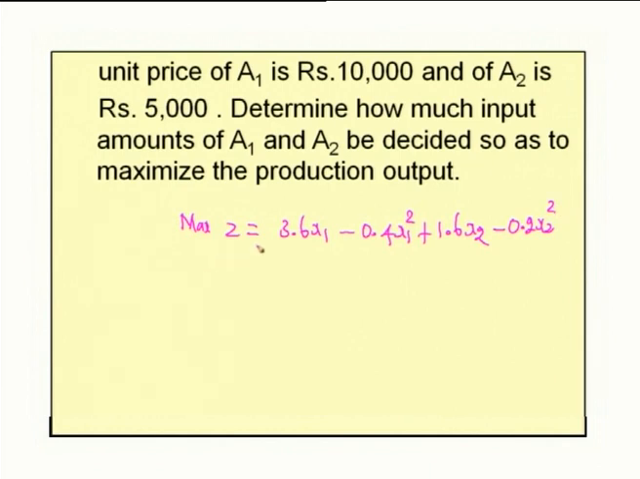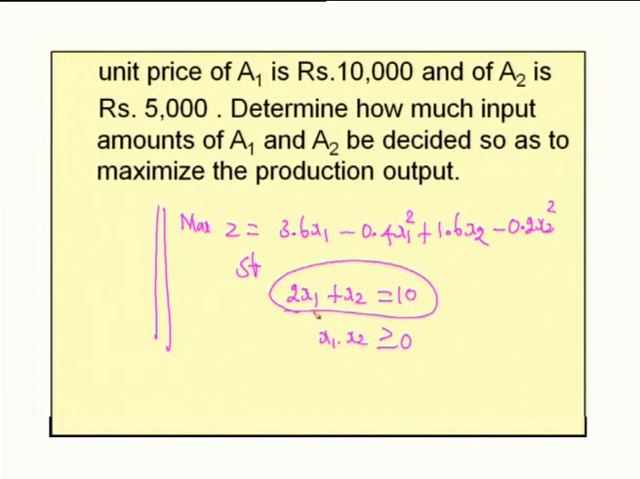So, our aim is to maximize this objective function subject to the constraints 2x1 plus x2 equal to 10, x1, x2 greater than or equal to 0. So, the NLPP for the given problem is this one, which consists of two variables x1 and x2 and an equality constraint 2x1 plus x2 equal to 10, x1, x2 greater than 0.